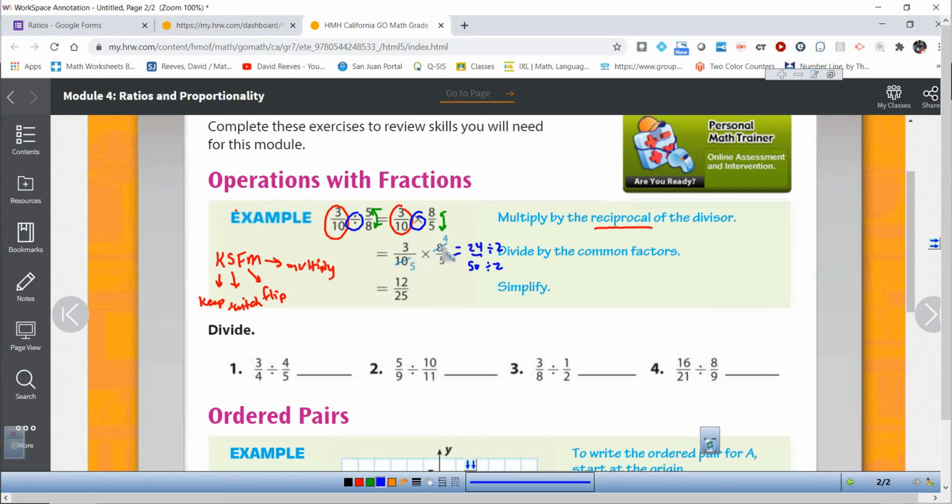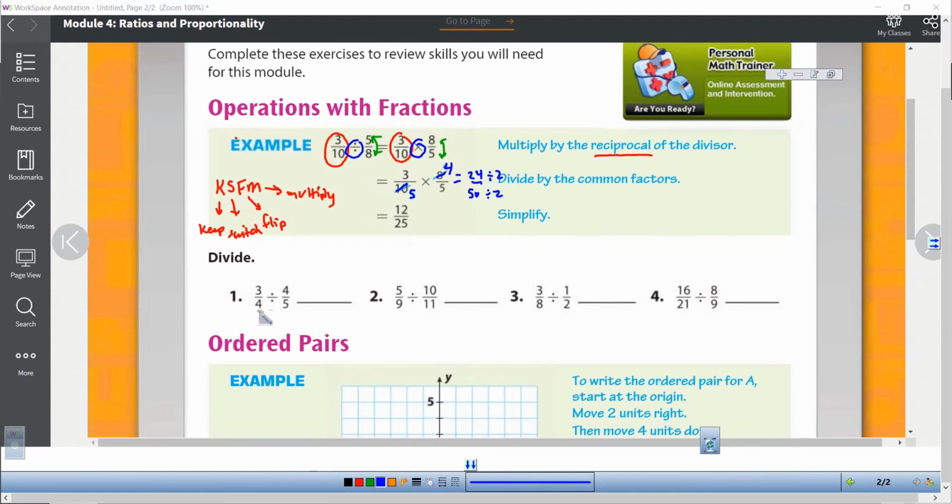I could say I have 10 and I have 8, and I can divide both 10 and 8 by 2. 10 divided by 2 is our 5. There's our 5 right there. 8 divided by 2 is our 4. 3 times 4 is 12, and 5 times 5 is 25. Okay, so again, you can multiply and then simplify, but we usually simplify and then multiply, right?